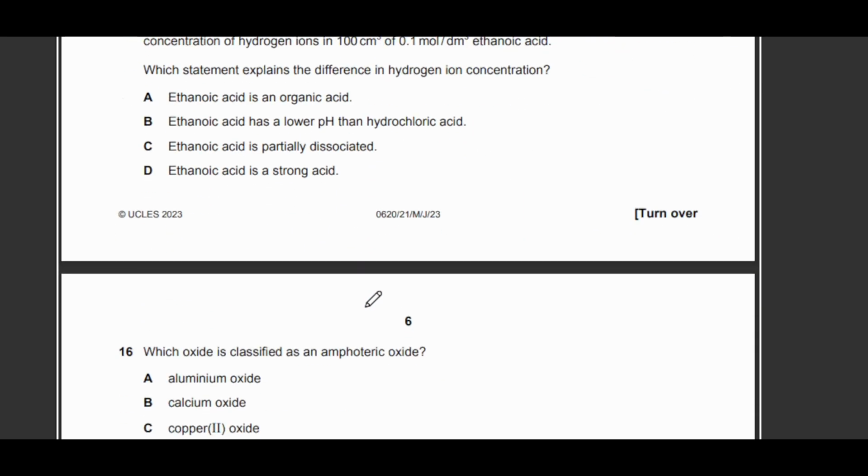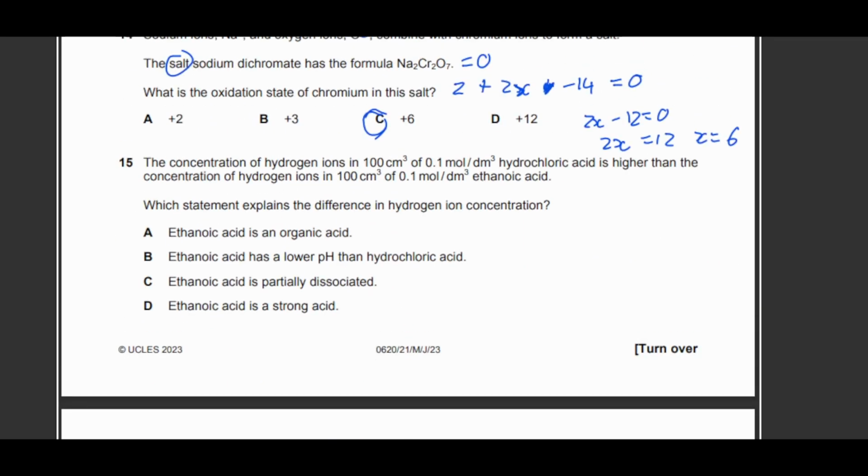Okay, 15. The concentration of hydrogen ions in this hydrochloric acid is higher than the concentration of hydrogen ions in this ethanoic acid. So why is there a difference? Since they're using the same volume and the same concentration, the difference has to lie within the chemical itself, right? What's the difference between hydrochloric acid and ethanoic acid? If you remember, one is a strong and one is a weak acid. So which one is the weak acid? The organic acid is the weak acid. So ethanoic acid is organic, so therefore it is weak.